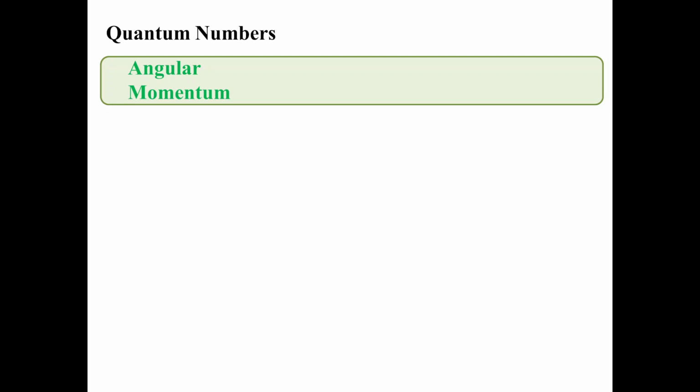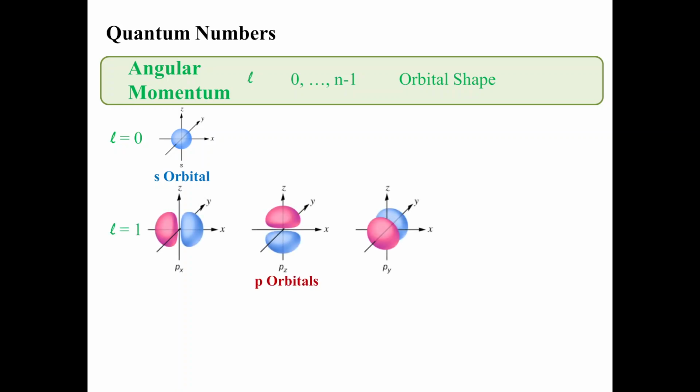The next quantum number I want us to talk about is the angular momentum quantum number, represented by L. This will go from 0, plus 1 each time, all the way up to n minus 1, and it tells us the orbital shape. When L is equal to 0, this is representative of an s orbital, and the orbital has a spherical shape in nature. When L is equal to 1, this will be representative of p orbitals, which are a dumbbell shape, if you will.